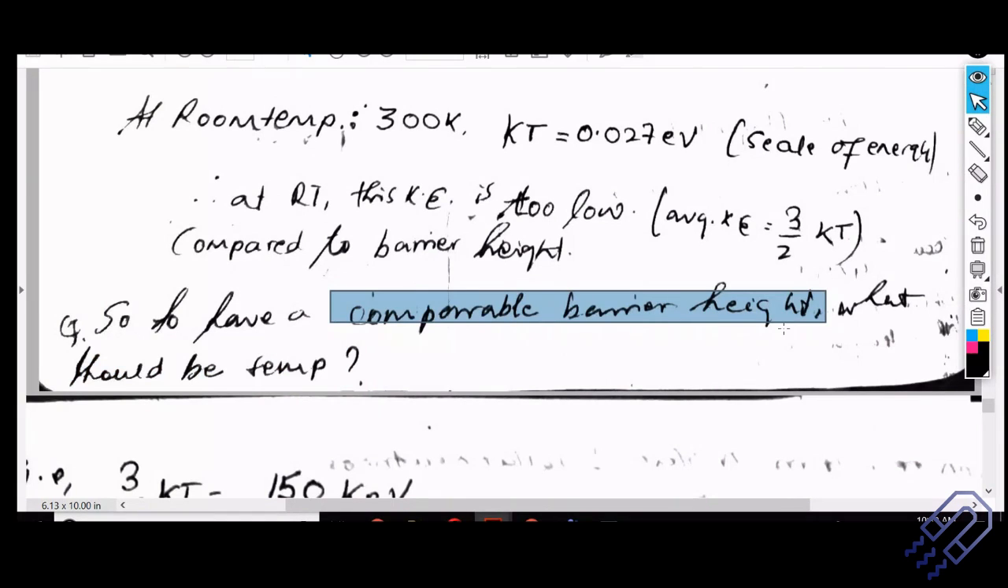So if you have a temperature and you know what temperature is needed to overcome the Coulomb potential, or the barrier height, then only should the fusion reaction happen, at least theoretically. So let's look into what this temperature should be. How do I find out this temperature?